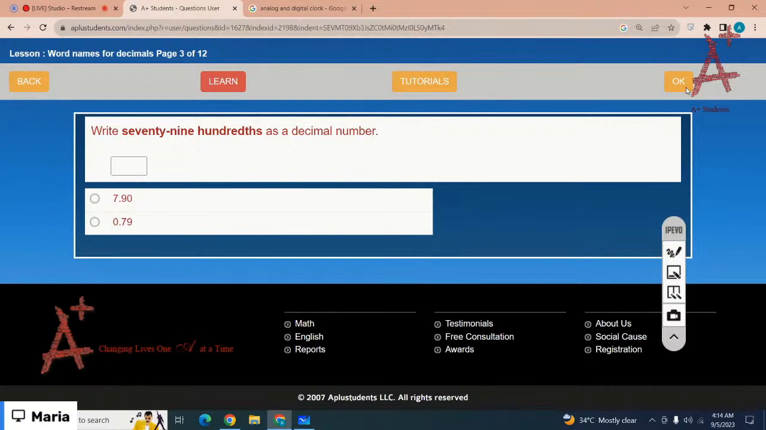Write 79 hundredths as a decimal number. Okay, you are just given 79 hundredths, right? That means 9 is at the hundredths position and 7 is at the tenths position. So 0.79 is the correct option. You are not given 7 as a whole number, right? If 7 were a whole number, it would be 7 and so on. But you are just given 79 hundredths. So 0.79 is the correct option.